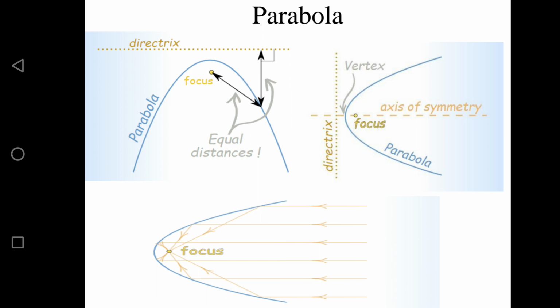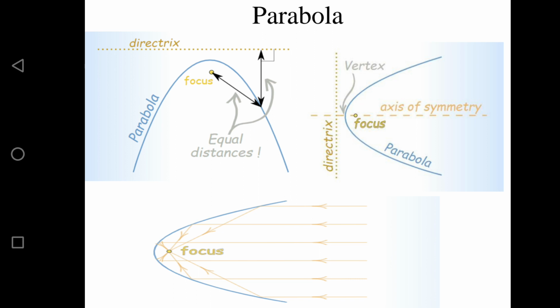Before going to the definition of a parabola, you must know what a fixed point and a fixed straight line are. We have a fixed point which is called the focus, and a fixed straight line which is called the directrix. Once you know the meaning of directrix and focus, you're going to clearly understand the definition of a parabola. And you also have to know what the vertex and the axis of symmetry are.